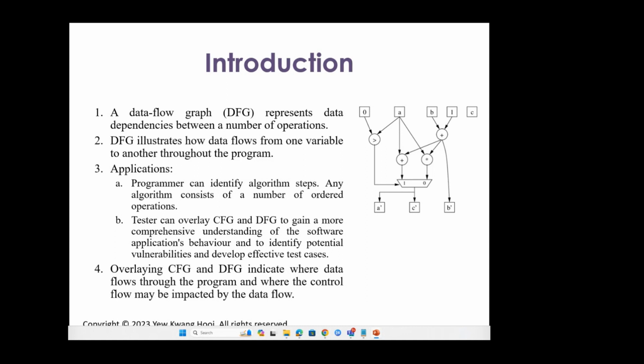So if I were to ask you, what is the difference between a control flow graph and a data flow graph? Would you be able to tell me? The key point is that a control flow graph is investigating the flow of the control. The keyword here is control. Control comprises decisions as well as loops.